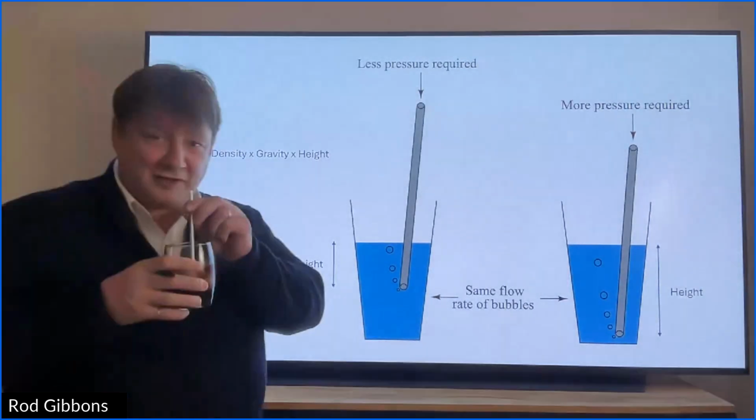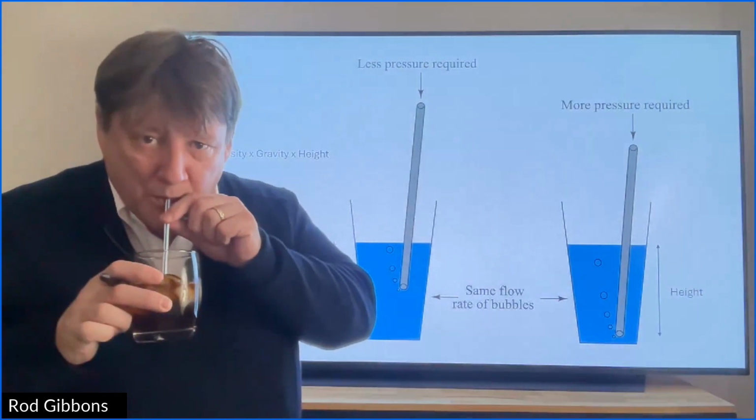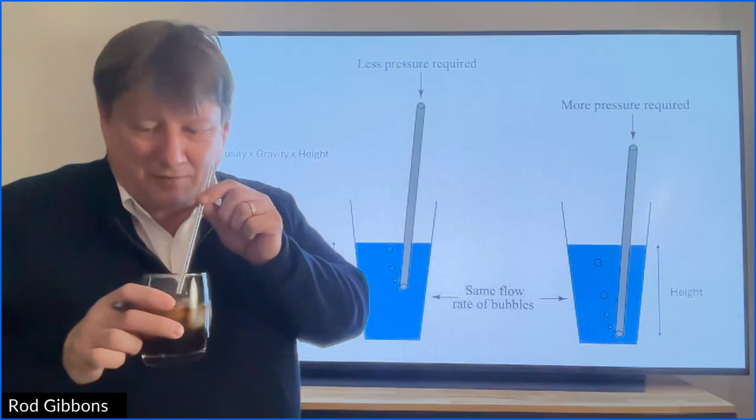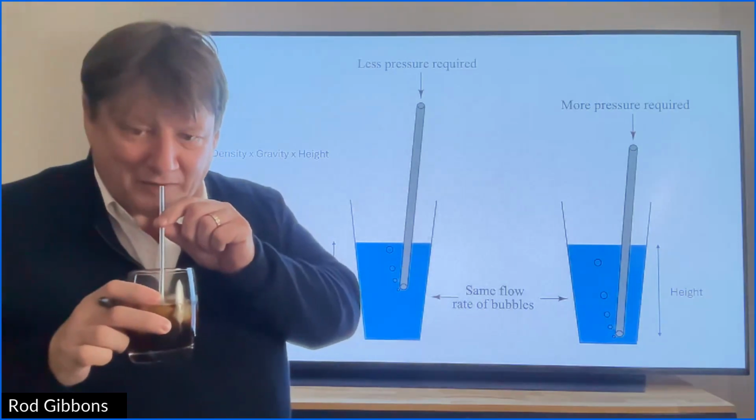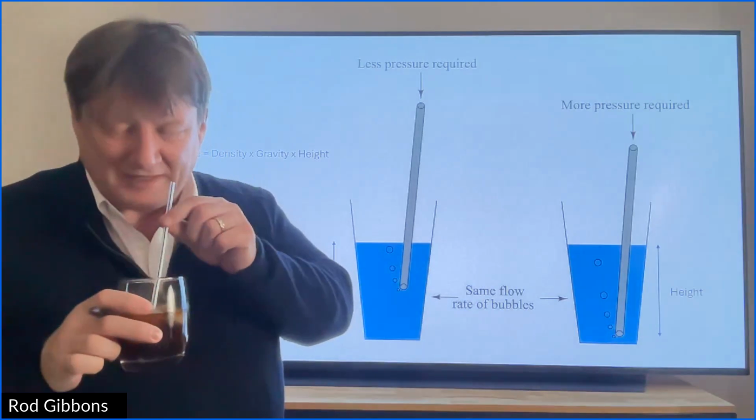Let me do my demonstration. Here, when the straw is at the bottom, I have to blow, not too hard, but a little bit hard. I'll bring it up halfway. Super easy.